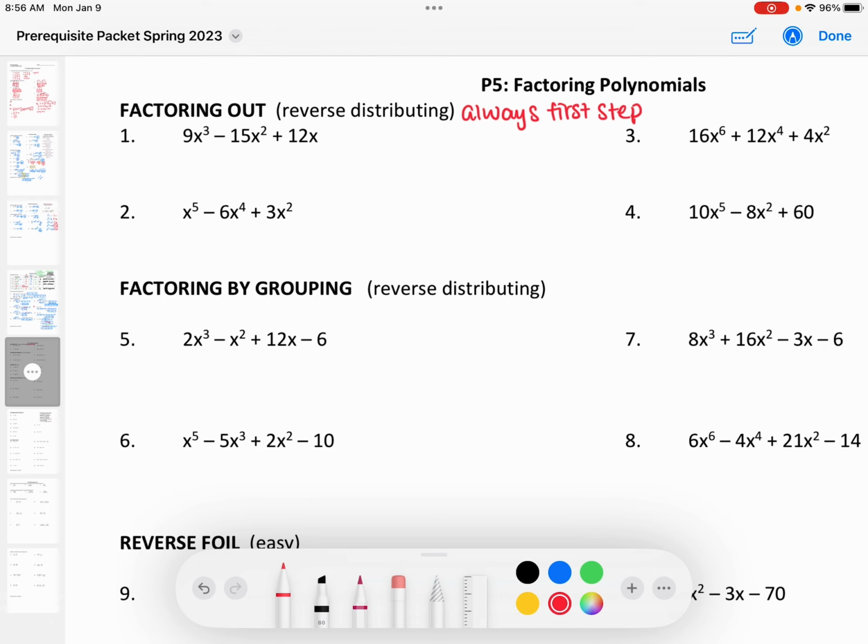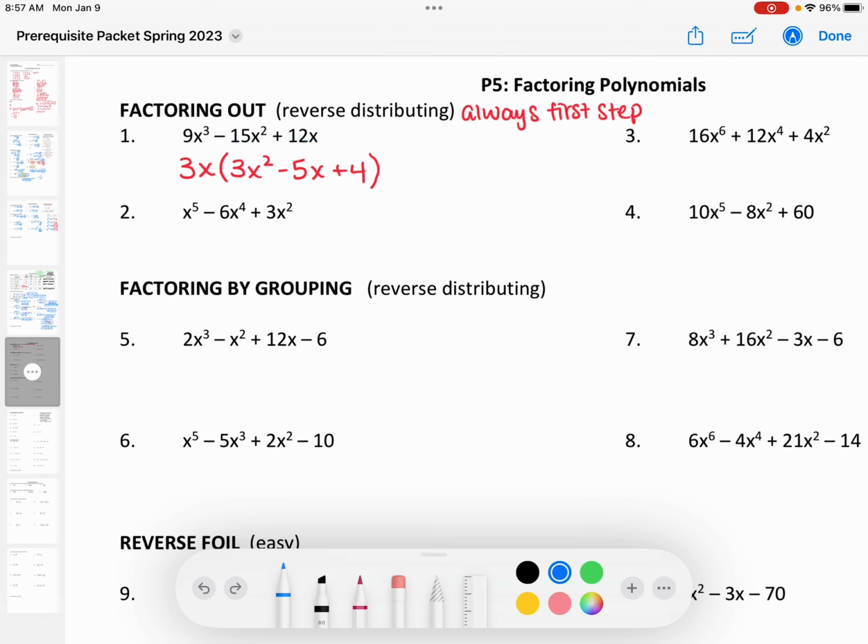And when I look at number 1, I can see that I could divide a 3 out of every term, and I could divide at least an x out of every term. So what I'm going to do is imagine that I undistributed a 3x, or divided out a 3x. And that would leave me with a 3x squared minus a 5x plus a 4. And if you're not sure about that, if that seems fishy, we could always distribute that 3x and make sure that we get back to the original thing.